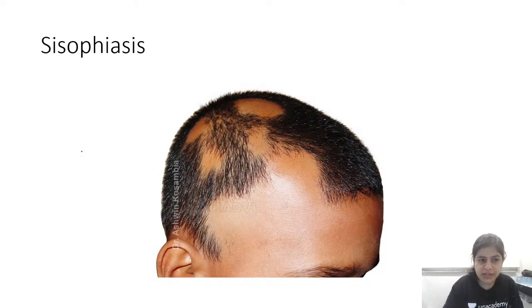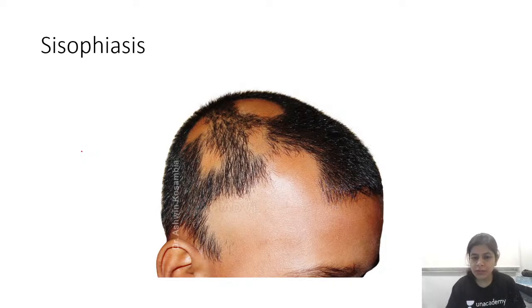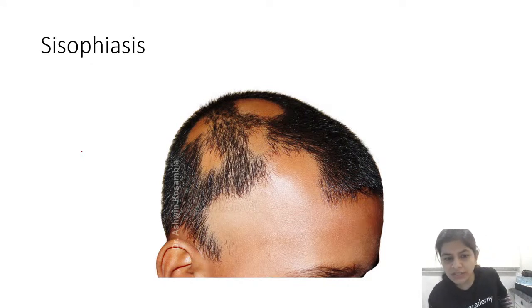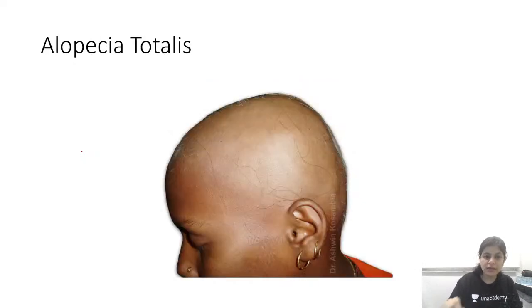Now this is ophiasis. Here you have involvement of the anterior hairline. Remember that in alopecia areata you usually see patches which are oval or round in shape. So a smooth, hairless, round, oval patch of baldness on the scalp fits into the diagnosis of alopecia areata, and this patient is also having the ophiasis pattern. This is the ophiasis pattern where you have involvement of the posterior hairline as well. This is alopecia totalis where the entire scalp is involved.